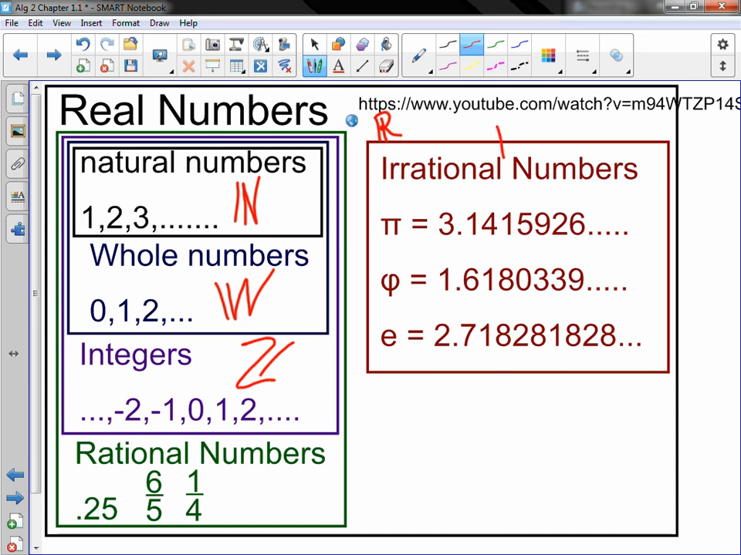No. It's irrational. Anybody have a guess at rational? Q with a line through it. Everything makes sense up until integers and rational.